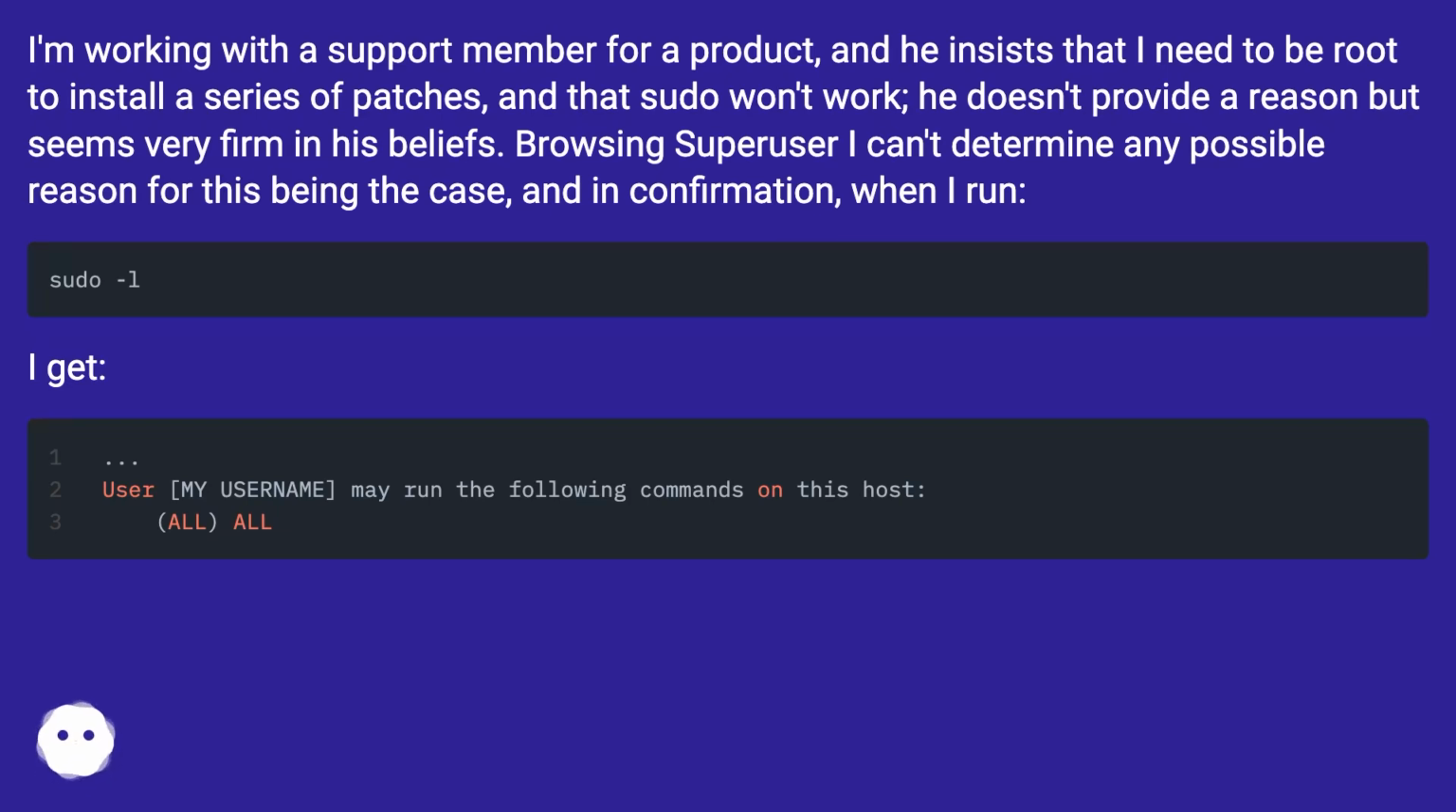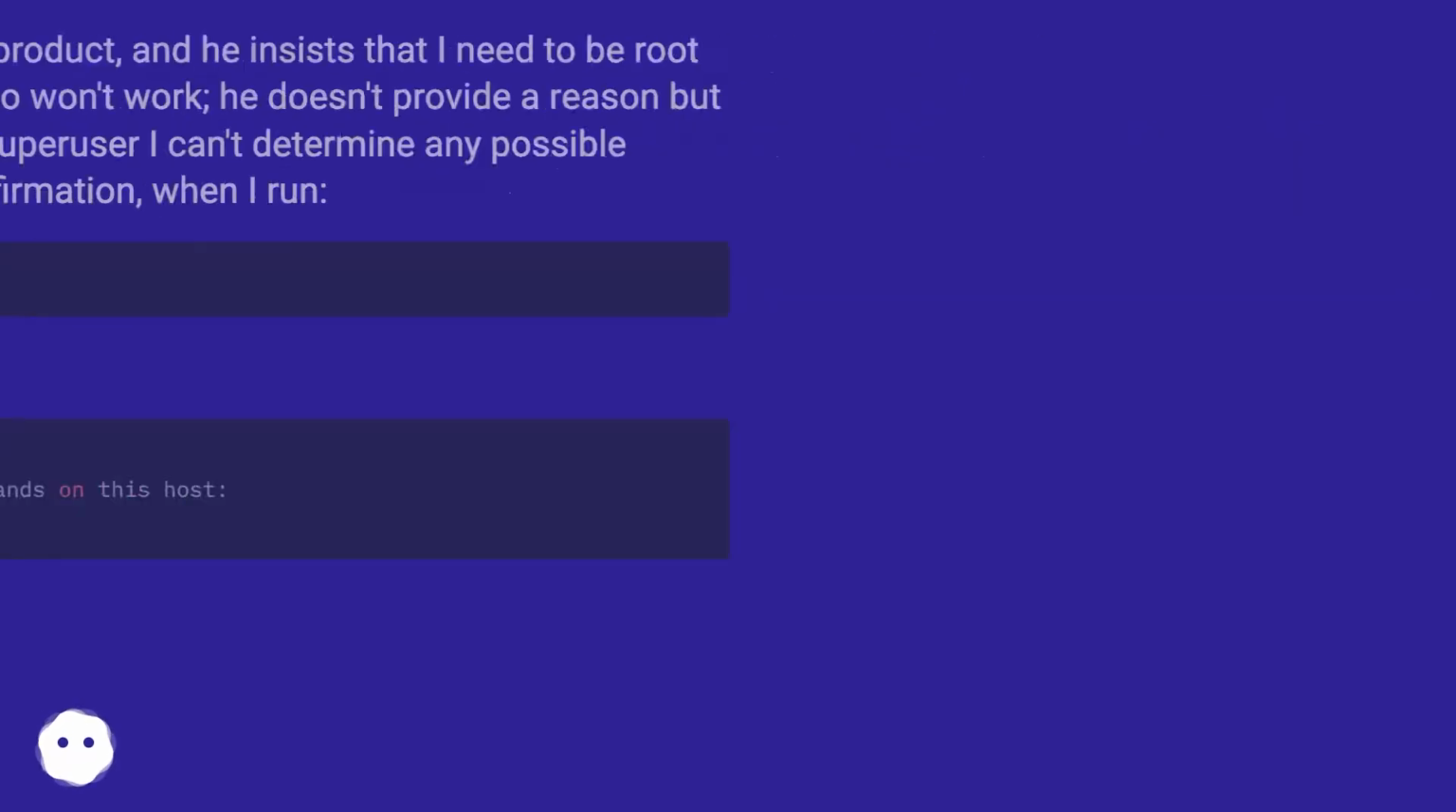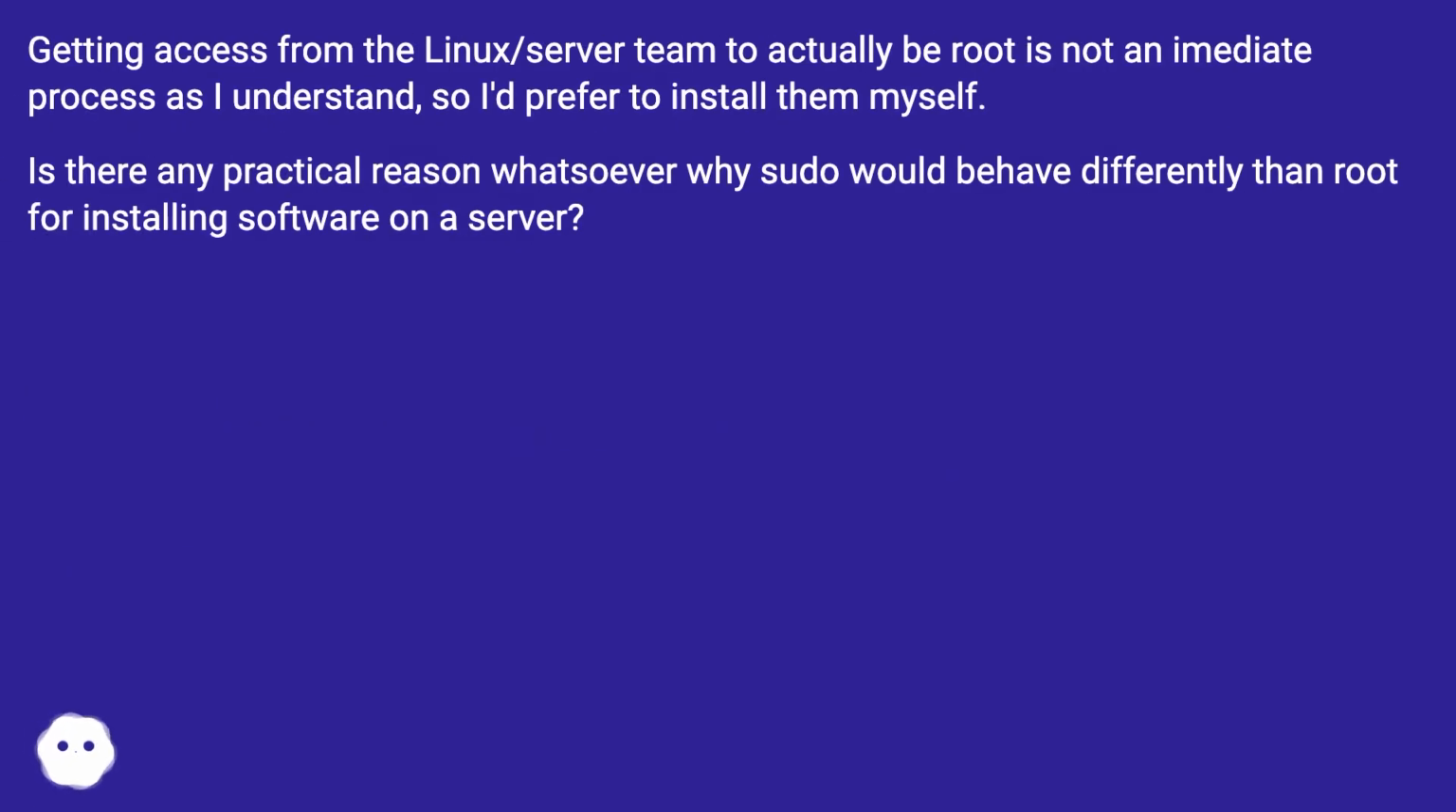Browsing Superuser, I can't determine any possible reason for this being the case. Getting access from the Linux/server team to actually be root is not an immediate process, as I understand, so I'd prefer to install them myself. Is there any practical reason whatsoever why sudo would behave differently than root for installing software on a server?